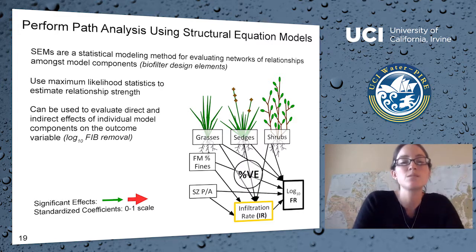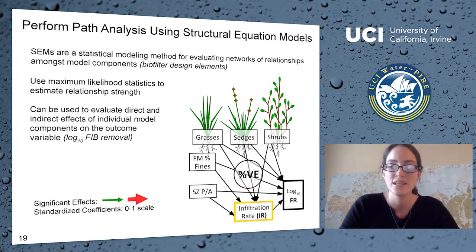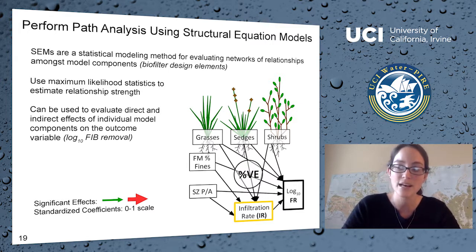So structural equation models are really just a statistical modeling method for evaluating networks of relationships amongst model components, in this case our biofilter design elements, where we use maximum likelihood statistics to estimate relationship strength. So I'm showing on the right a schematic of our structural equation model of our biofilter, where we have our different biofilter design elements. So we have plant type, grasses, sedges, and shrubs. Filter media is indicated as filter media percent fines, and then we have submerged zone presence or absence, all of which can impact log 10 fecal indicator bacteria removal.